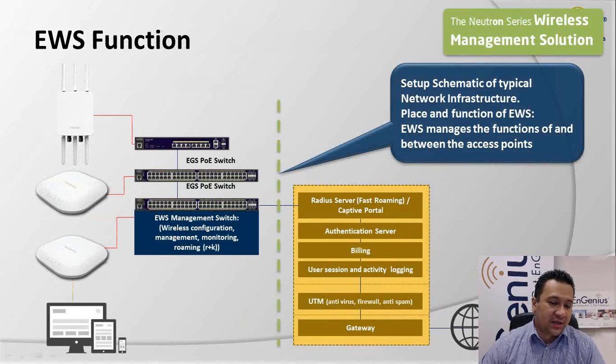In this slide, like I said, you can also combine an EGS switch on top of an EWS management switch for a more extended connection and a more extended wireless network deployment. So in this case, you still have a wired connection. It is indirect, not directly to the management switch, but still through the EGS switches, you have a wired connection for the management and for the power.